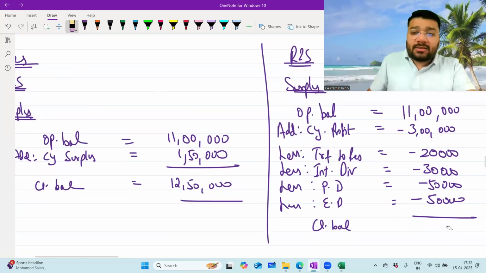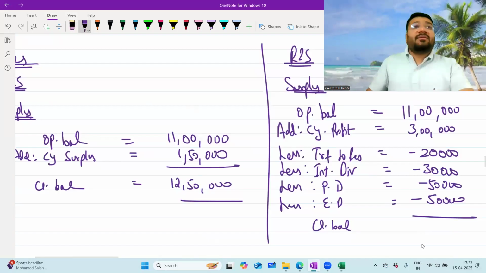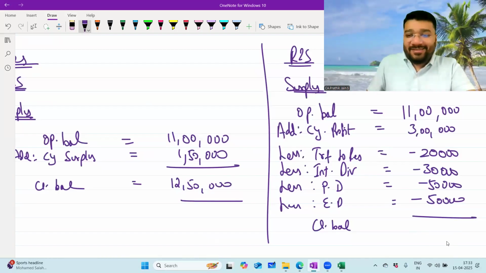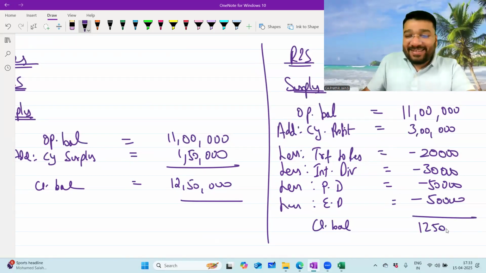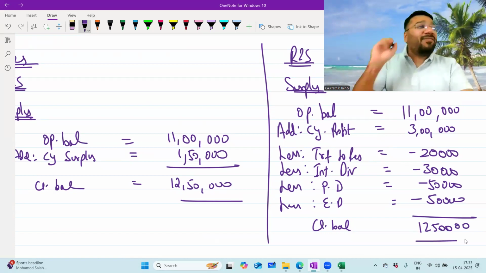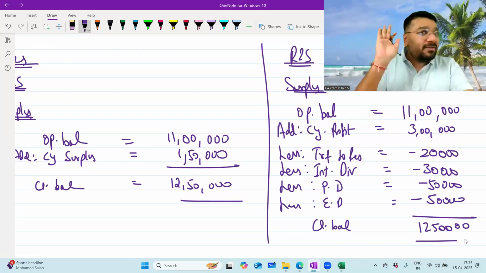Current profit added, no? Huh? Oh my God. Always finding fault in sir. No, Siddharth? Then you didn't find a mistake. So if sir makes a mistake, it's okay for you. Okay. Nice fellows. Now, same 12,50,000. Any change? No change?